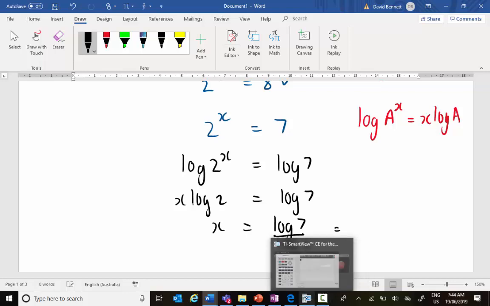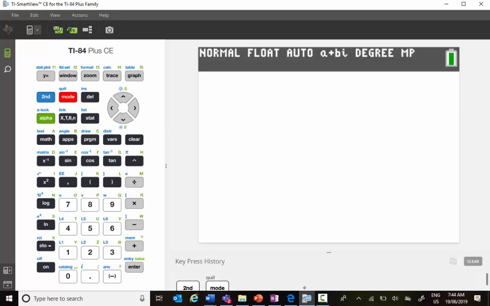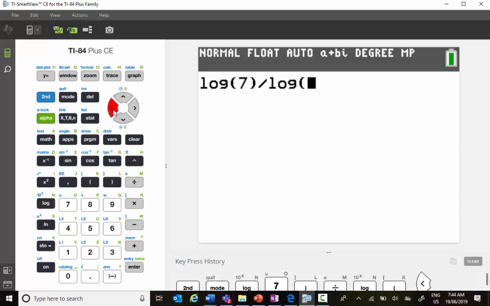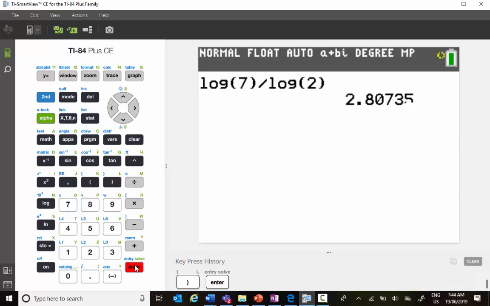Now I can go to my calculator and work this out. You've got a log button. Now log is base 10. So I go log of 7, divide that by log of 2. Maybe if I go back, I don't need to put 2 brackets in there. And that gives me 2.81 if I go to 2 decimal places.